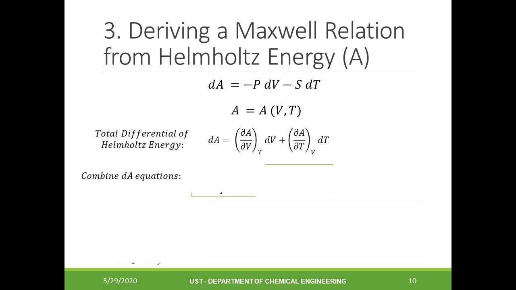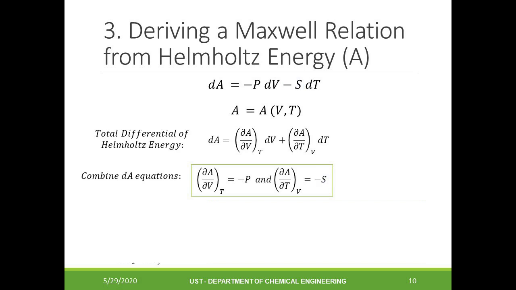Immediately, we have the partial derivative of A with respect to volume at constant temperature is equal to the negative of pressure. Now, we can also say that the partial derivative of A with respect to temperature at constant volume is equal to the negative of entropy.